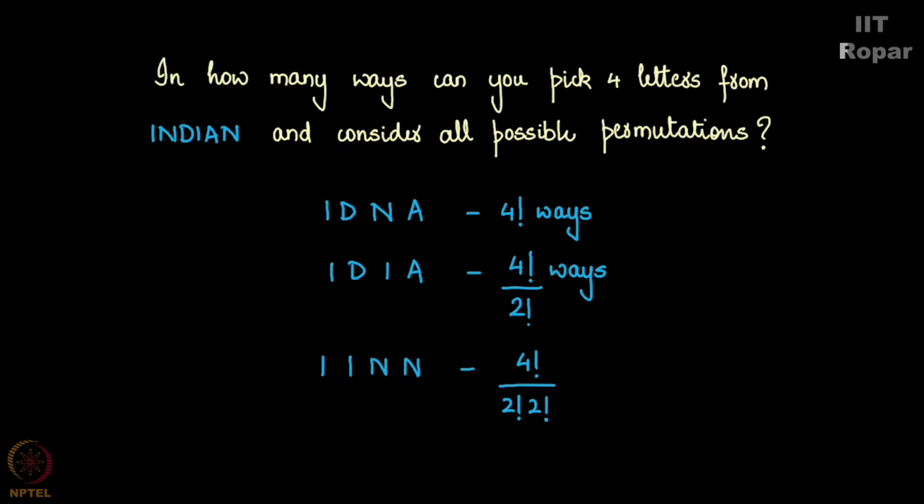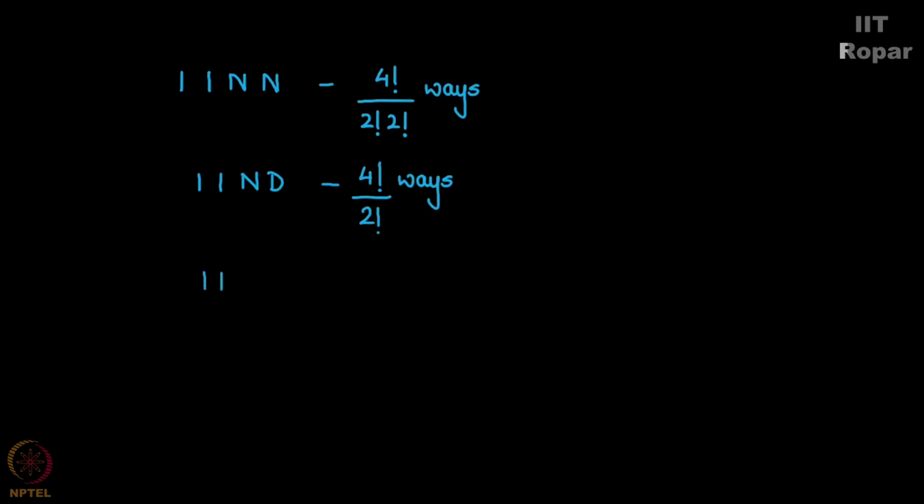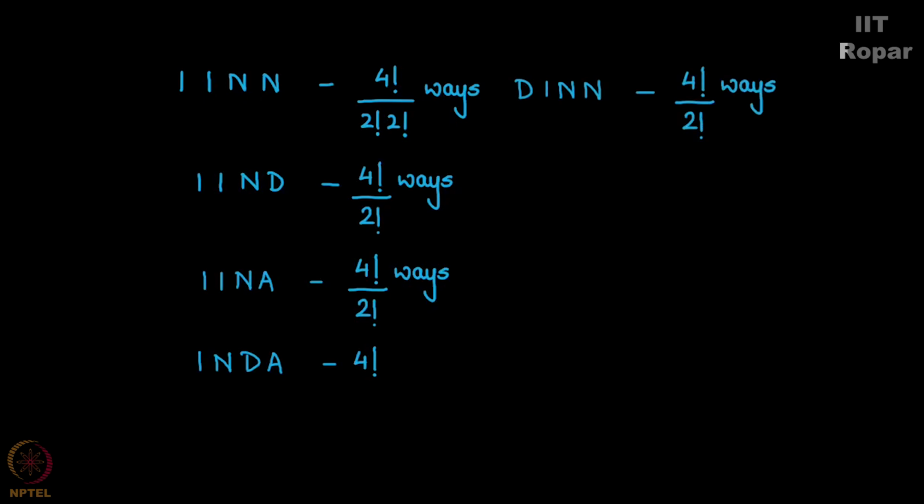Let me write all possibilities now. IINN, 4 factorial by 2 factorial into 2 factorial. IIND, 4 factorial by 2 factorial. You see why, right? So I is repeated twice, so 2 factorial in the denominator, that's it. IINA, 4 factorial by 2 factorial. INDA, 4 factorial. DINN, 4 factorial by 2 factorial. AINN, 4 factorial by 2 factorial.